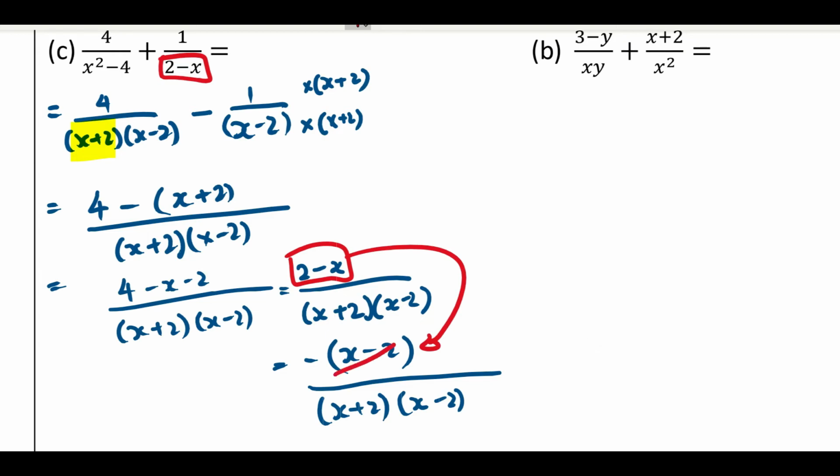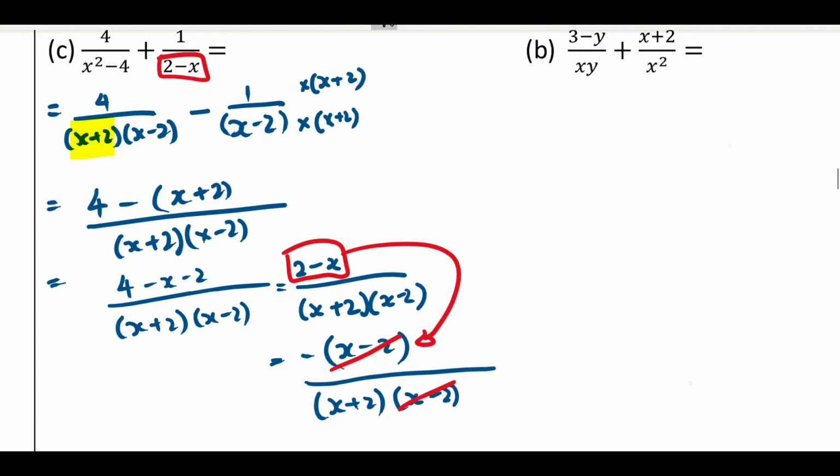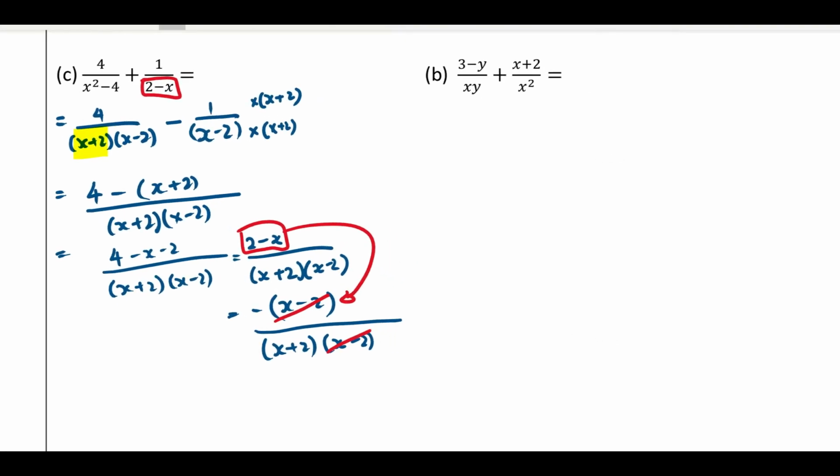Alright? Then this guy and this guy cancel. The answer is negative 1 over x plus 2. Okay, if you write it with the negative here, can. If you write it on the outside here, also can. Okay, so all these fraction techniques are very important. Make sure you go and practice them.